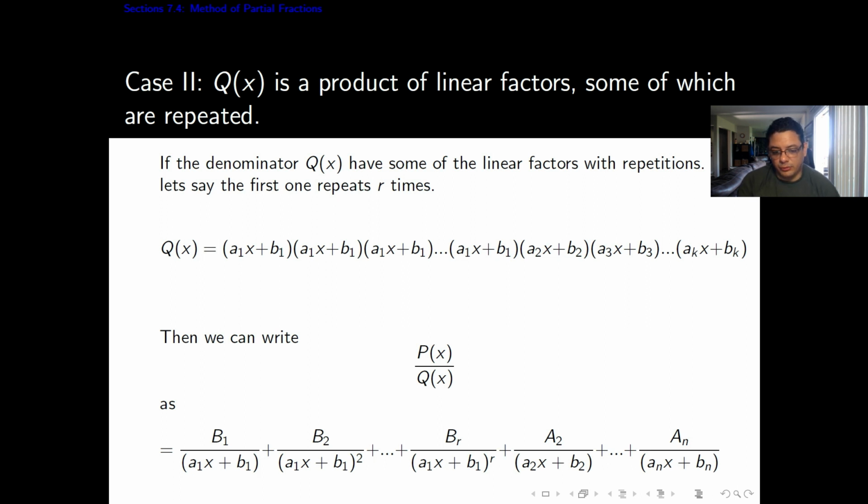Then we can write that arrangement of p over q as a bunch of fractions, where we do one fraction for each of the powers of the repeated terms. So for example, if one term is repeated r times, then we get the first term to the power 1, power 2, plus up to power r. And then after that point, we start doing all the other factors that are involved in the fraction. Now, let's see that more clearly with some examples.